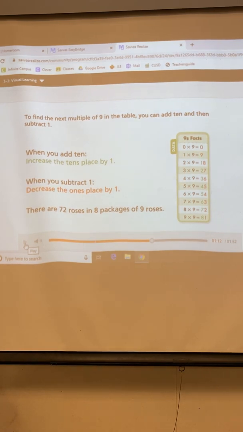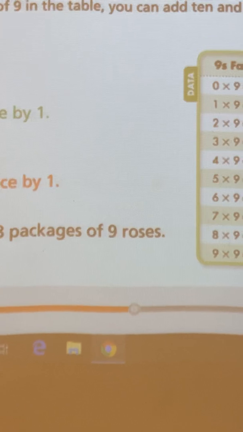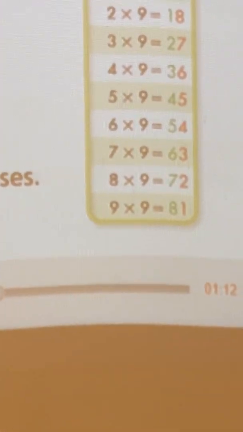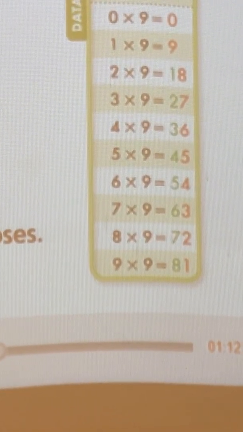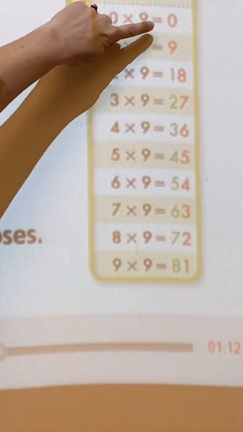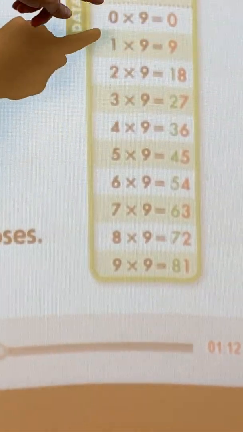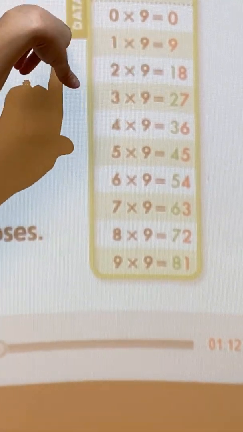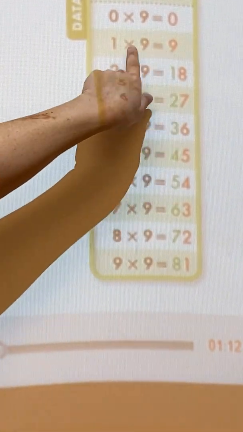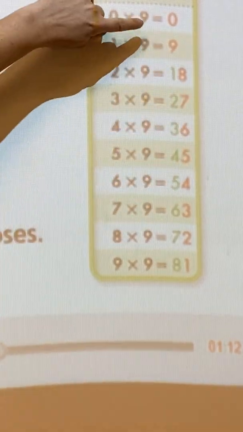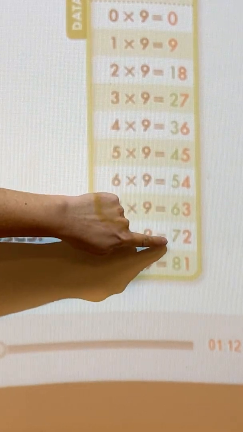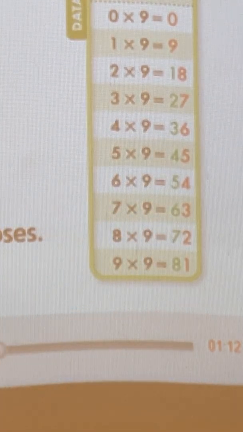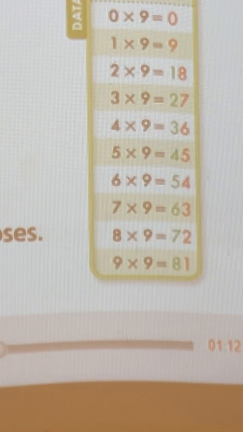So if you notice the pattern here, I'm just going to zoom in. Notice the pattern on our 9's facts here. Starts with 0. 0 times anything is always 0. 1 times 9, 1 times anything is always going to be that number it's multiplied by. So 0 and 9. But then watch. 1, 2, 3, 4, 5, 6, 7, 8. That tens place goes up by 1 each time.